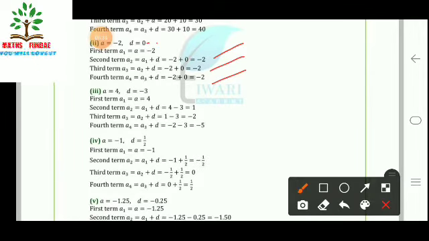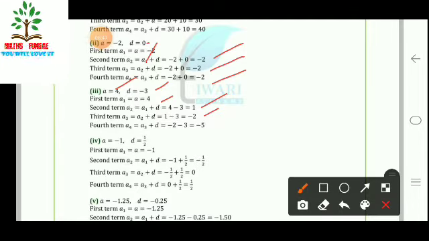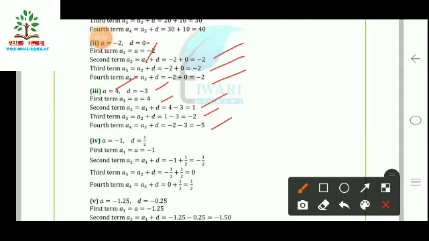Now the third part is a is equals to 4 and d is equals to minus 3. So the first term is a1 is equals to a is equals to 4, a2 is equals to a plus d, that is 4 minus 3 is equals to 1, a3 is equals to a2 plus d, which is 1 minus 3 is equals to minus 2, and a4 is equals to a3 plus d, which is equals to minus 5. So we can easily find in the same way the fourth part, a1 given as minus 1, d is equals to half.